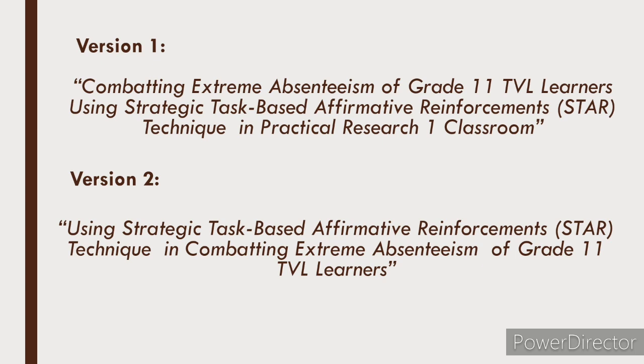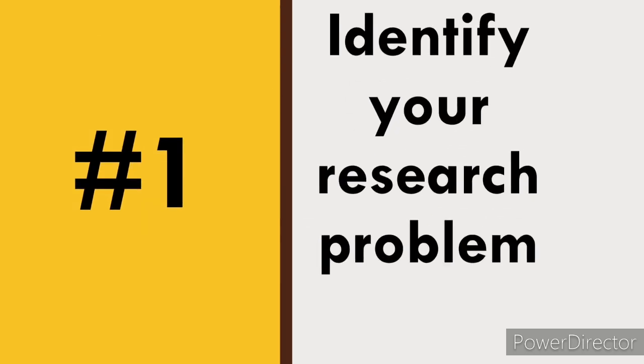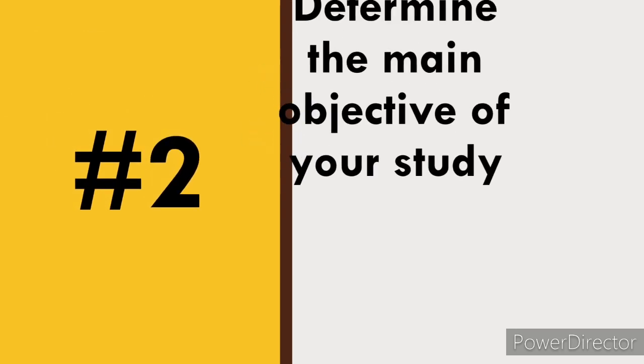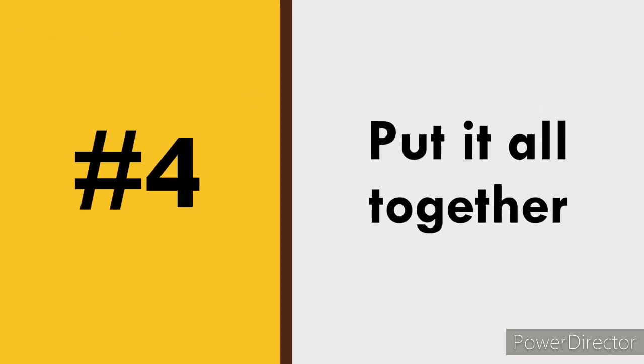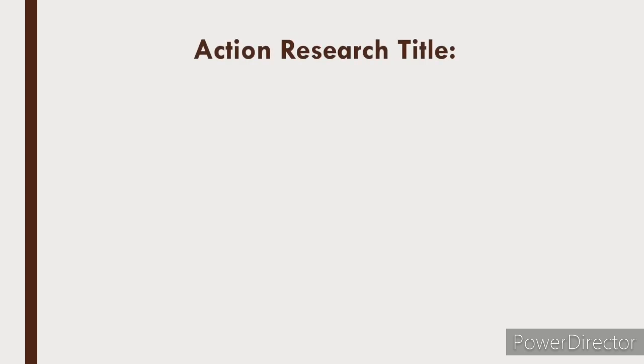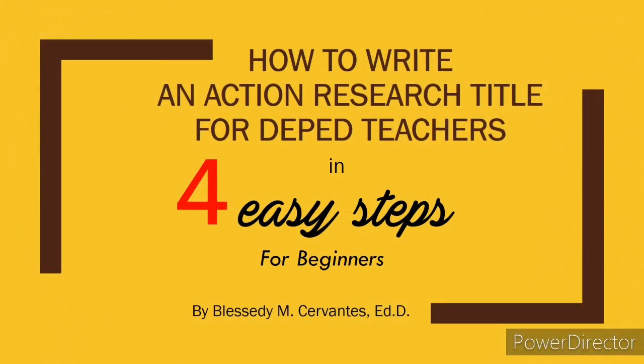So these are the 4 easy steps in writing the action research title for beginners among the teachers in the DepEd. Number 1, identify your research problem. Number 2, determine the main objective of your study. Number 3, come up with a unique solution to the problem or intervention. And number 4, put it all together. Then you have it. You now have a title for your action research. So I hope that I helped you in writing your action research title.